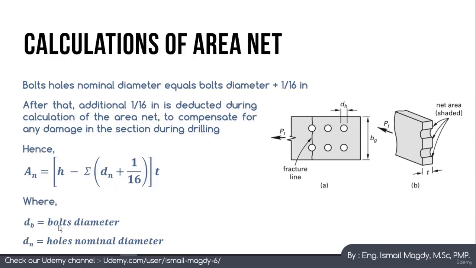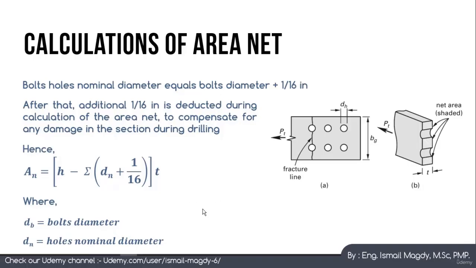So here, if dB equals the bolt diameter and dn is the hole's nominal diameter, in this case dn is going to equal dB plus 1/16. In the calculation of the net area, it will be calculated based on this equation, which is h, the height, minus sigma dn, the nominal diameter of the holes, plus 1/16. This 1/16 is to compensate for any damage, and dn itself equals dB plus 1/16 for the tolerance.